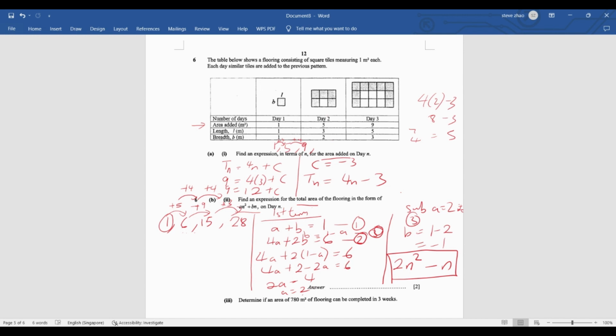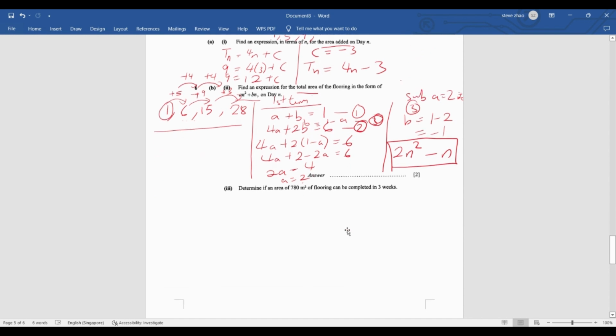Okay. As a challenge, maybe you can try using my increasing difference formula on this sequence here and see if you can get 2n squared minus n after you simplify it. Okay, and leave your comments in the comments below.